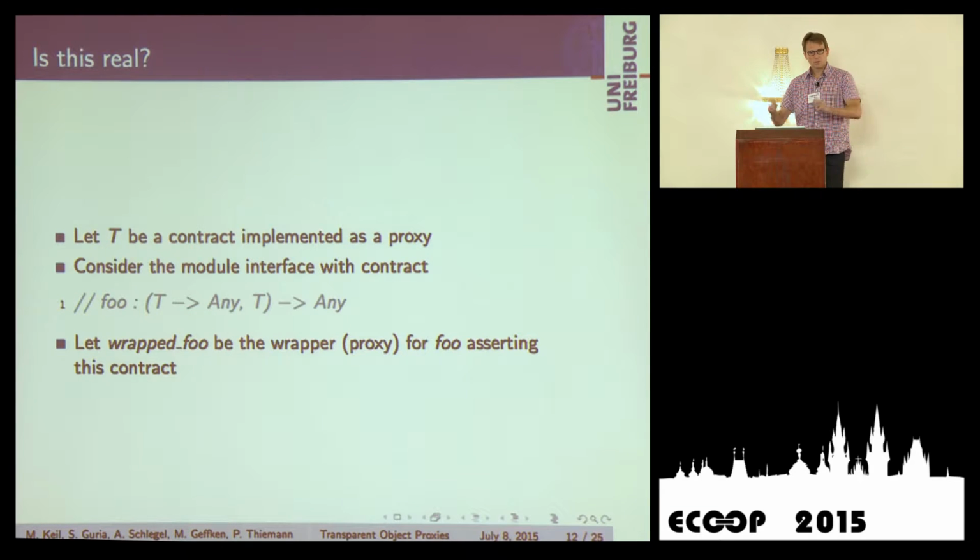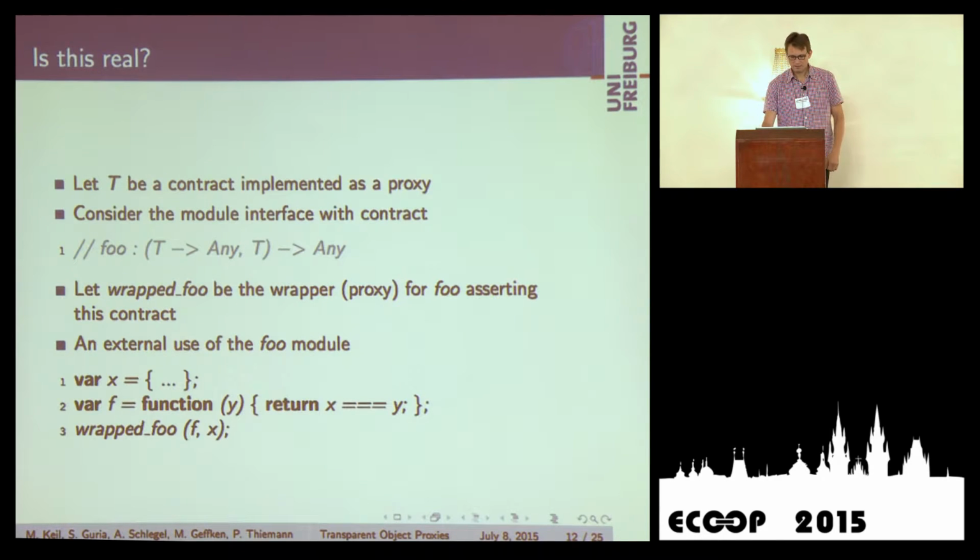I don't want to go into the implementation, but nevertheless, the implementation of the contract applied to foo is some wrapper object that asserts the contract. And we'll see what it looks like in a second. Now consider an external use of this foo module. We might create some object, that's the x here. Now we might create some function that takes an argument and compares x and y. The important point here is x is a free variable that lives in the closure of the function f. And now I'm calling the wrapped foo with f and x.